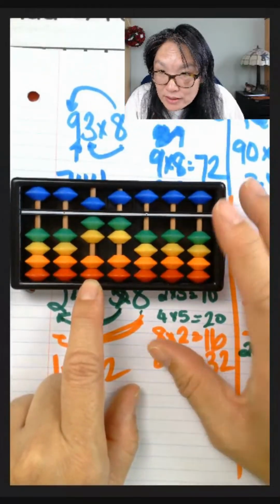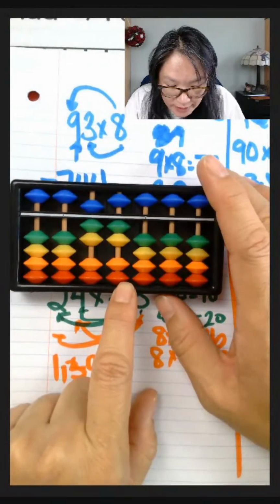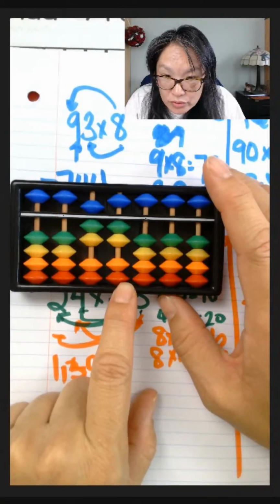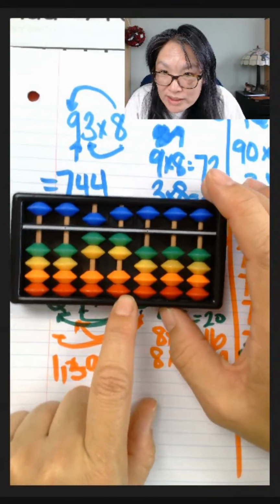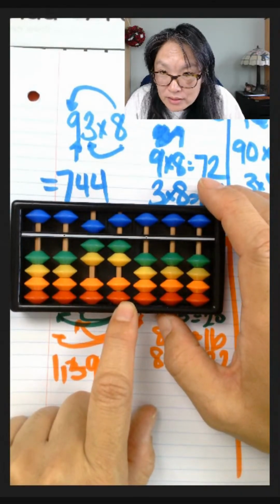What's our next number? We're here, right? We do 8 times 3. What is 8 times 3? 8 times 3 is what?